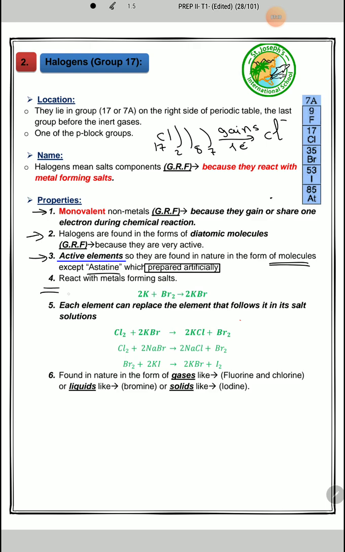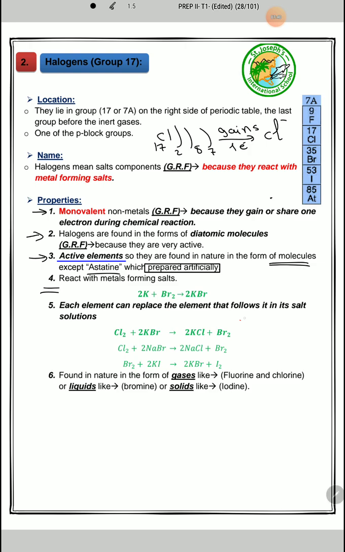Number 4, as we said, when they react with metals, they form salts. And number 5, each element can replace the other element. Each element can take the place of another halogen, but this halogen should be weaker than the other one.